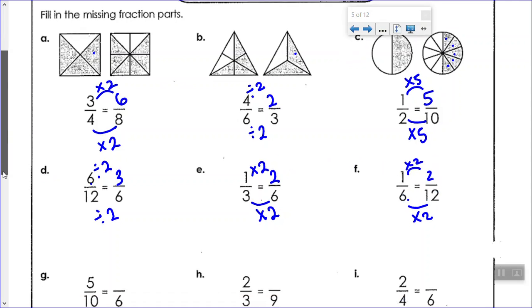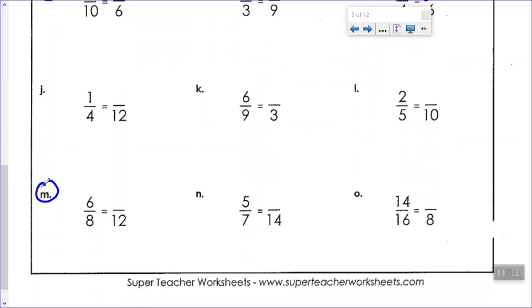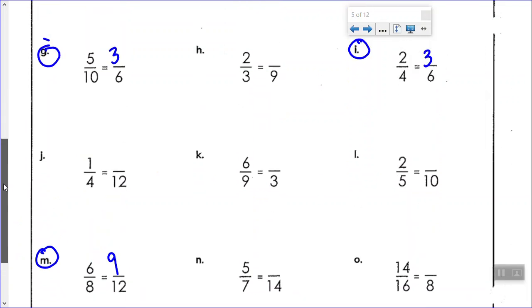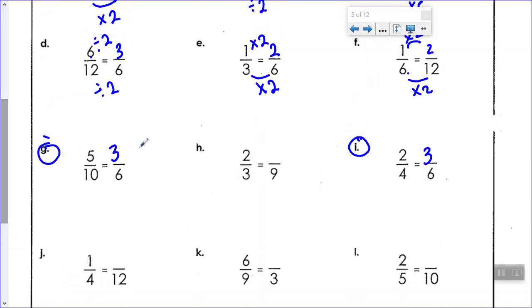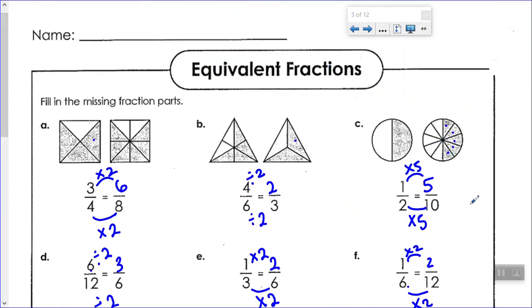Okay. So, I want you to do the rest of the page, but I'll give you the answer for G, so you can skip this one, and I, and M. Because for these problems, you have to use different methods. So you can skip these two, but other problems, the same. You multiply by the same number or divide by the same number. With the denominator and numerator, you should get the same numbers. So finish this page and check your answers with me. So remember, you multiply by the same number or divide by the same number to get equivalent fractions.